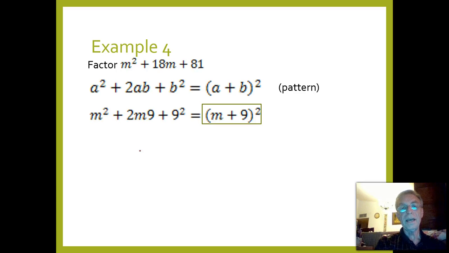So since it fits the pattern that we wrote here in the middle, we know that we just take the first term and the last term, put them together with a plus sign, m plus 9, put it in parentheses, and square it. That's our factor.